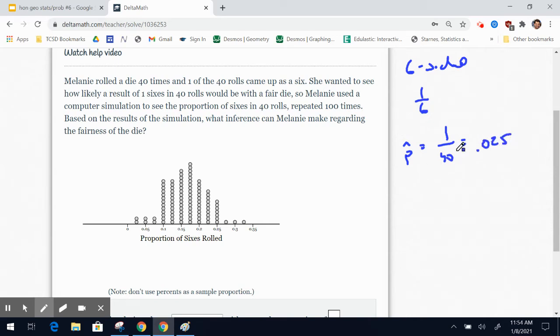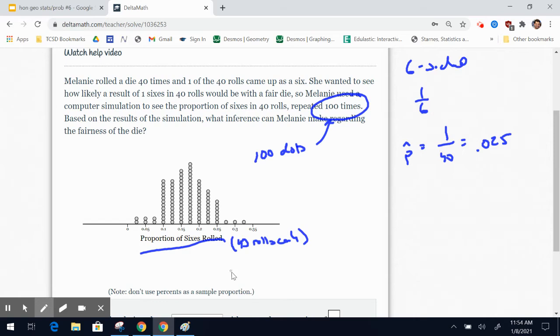So the question is, does this sample value provide convincing evidence that this die might not be fair, right? Maybe it doesn't land on sixes as much as it lands on the other numbers, right? That's the idea. We're judging the fairness of the die. So what we do here is we look at the dot plot. The dot plot has 100 dots on it. These 100 dots are simulating 100 rolls. Sorry, each is simulating rolling a die 40 times, and this is the proportion of sixes in those 40 rolls.